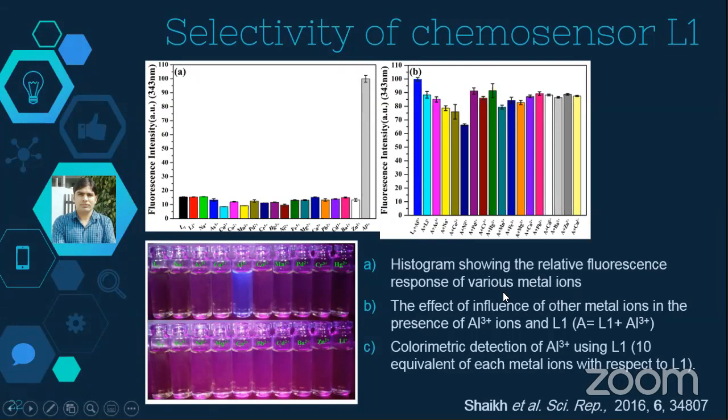Then we also did the colorimetric detection of aluminum 3 plus using L1, and you can see in all these different metal ions, only when you add aluminum ion, it shows a different color, which suggests that it is also highly specific colorimetrically to aluminum 3 plus metal ion. We published this in Nature Scientific Reports journal in 2016.